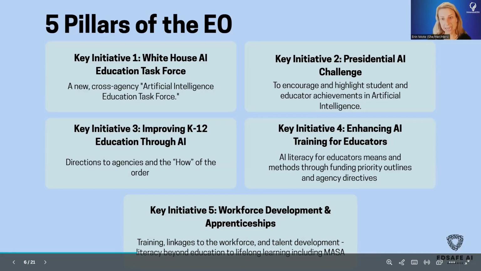So this idea that it's not just students and communities that we need to be thinking about AI literacy for, but it's how do we think about AI literacy for educators as well. And there were some funding priority outlines, which is important to think about the existing funding streams that may or may not exist to support this work. And then finally, workforce development and apprenticeships, training linkages to workforce and talent development.